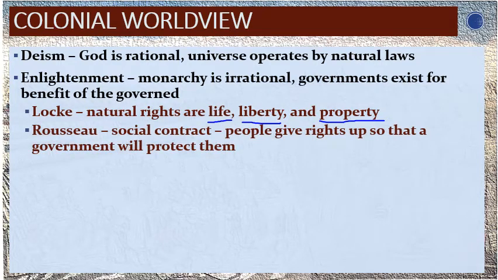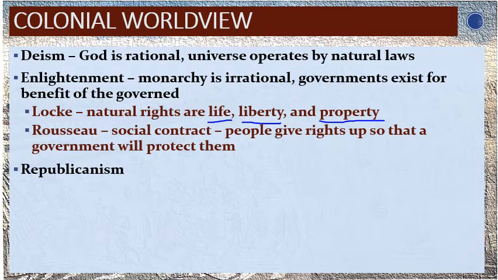From another Enlightenment philosopher, Jean-Jacques Rousseau, they get the idea of a social contract. The people give up rights in order for their rights to be protected by a government. But in order to get your rights protected, you have to give up some of your freedoms in order to get the protection of the government.